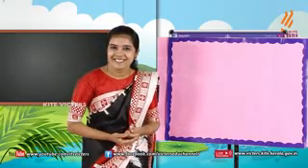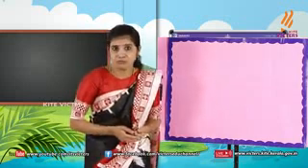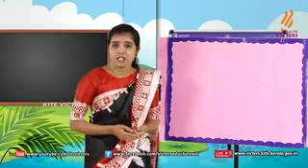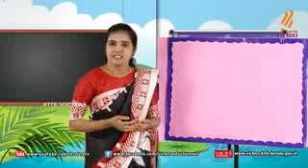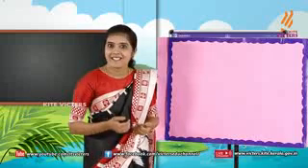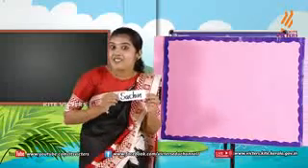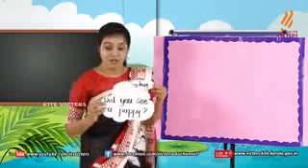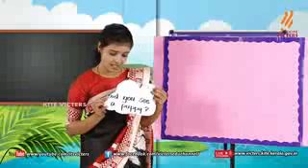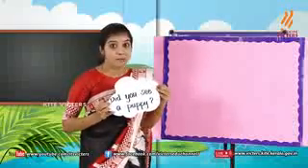Did you read? Did you find Bruno? No. Okay. Bruno is not there. Then, what did Sachin ask the boy? Sachin asked the boy, did you see a puppy?